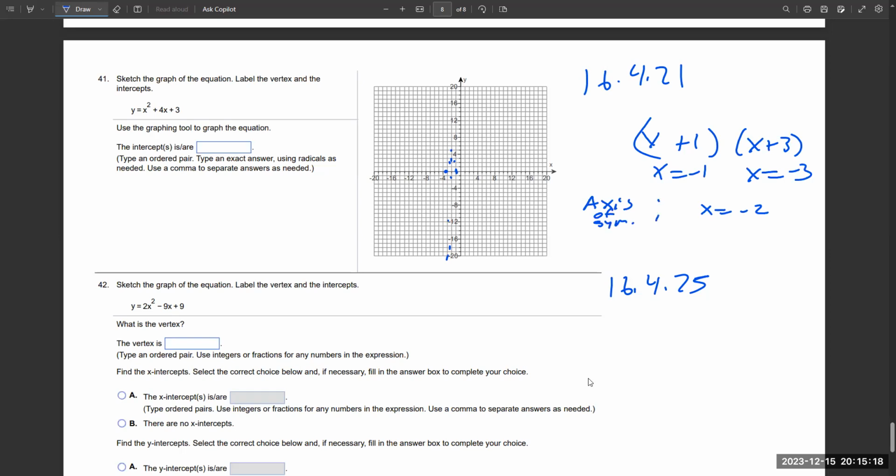And that means that I have negative 1, 1 is a negative 1. So this is going to be negative 2, negative 1. And my parabola is going to open like that. It's going to go through y equals 3, the points negative 1, 0 and negative 3, 0.